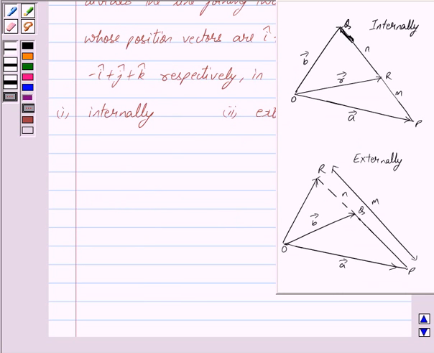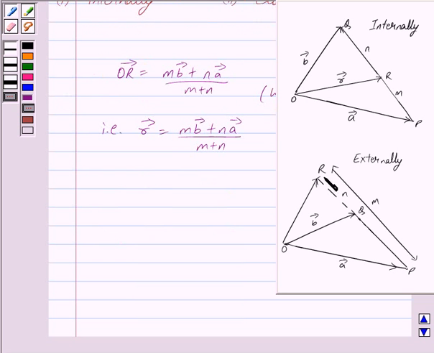Let P and Q be the two points represented by the position vectors OP and OQ respectively with respect to the origin O, and let R be a point which divides P and Q internally in the ratio m:n. Then the position vector of the point R is given by vector OR equals (m into vector B plus n into vector A) upon (m plus n). That is, vector R equals (m B plus n A) upon (m plus n).